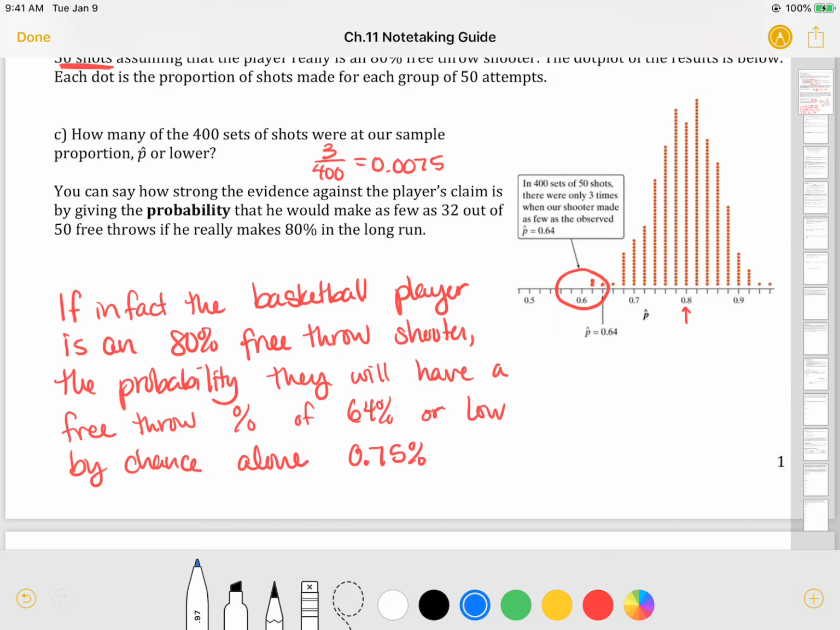And this part right here, by chance alone, that's really important. That's the whole idea of statistical significance: what's the probability something is just going to happen by chance? We don't do anything to influence it. It just happens. So if this person is an 80% free throw shooter, we will see them have this bad of a streak or worse only less than 1%, which is pretty low, okay?